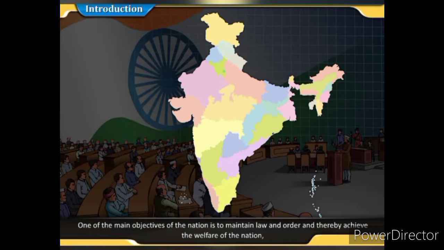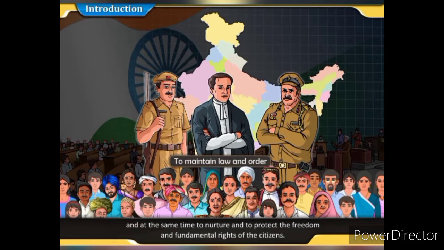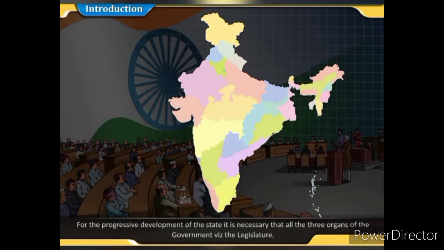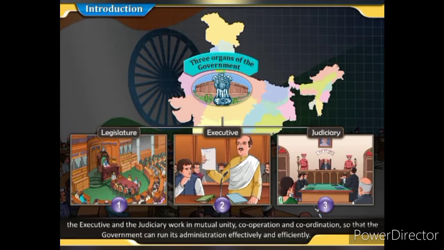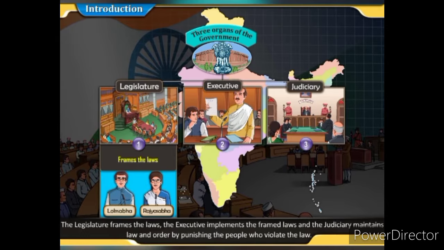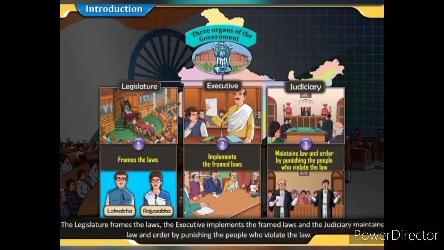One of the main objectives of the nation is to maintain law and order and thereby achieve the welfare of the nation, and at the same time to nurture and to protect the freedom and fundamental rights of the citizens. For the progressive development of the state, it is necessary that all the three organs of the government, namely the legislature, the executive, and the judiciary, work in mutual unity, cooperation, and coordination, so that the government can run its administration effectively and efficiently. The legislature frames the laws, the executive implements the framed laws, and the judiciary maintains law and order by punishing the people who violate the law.